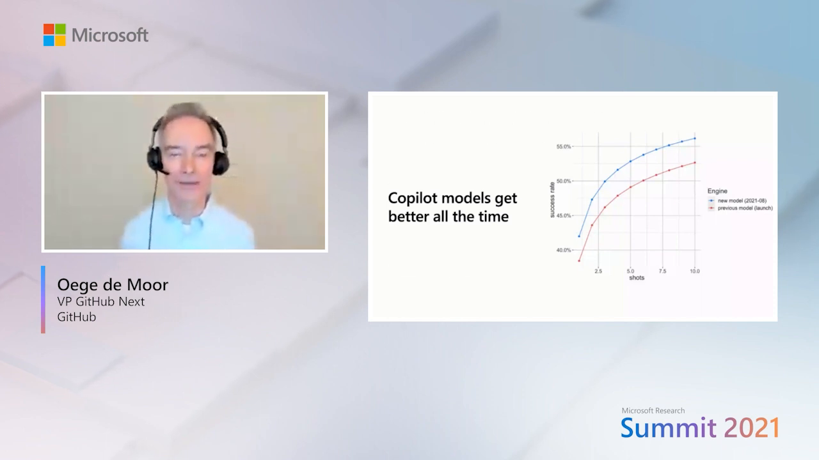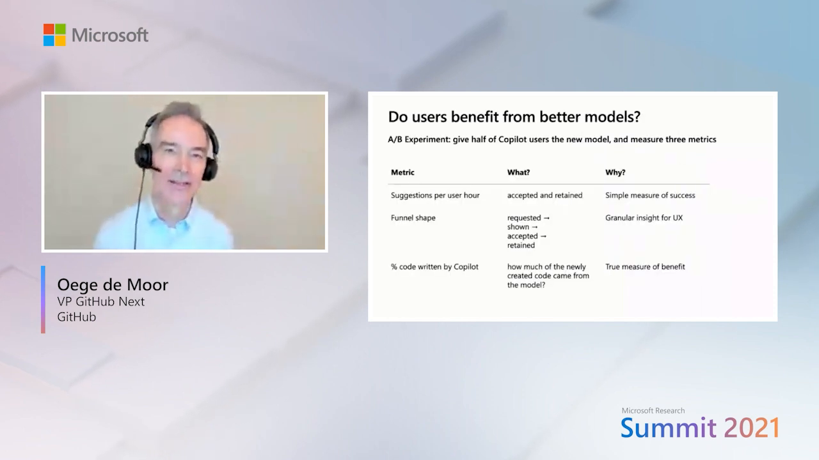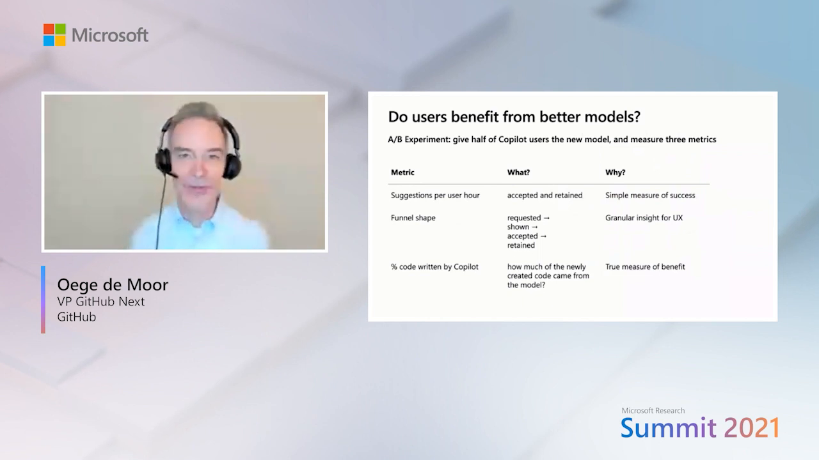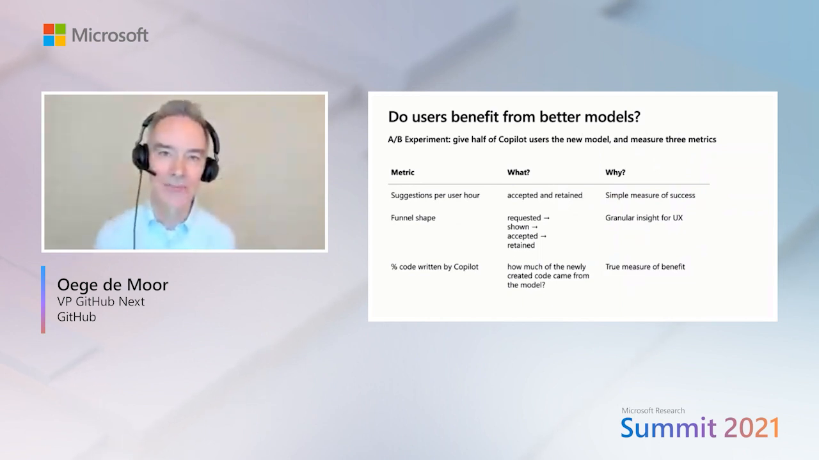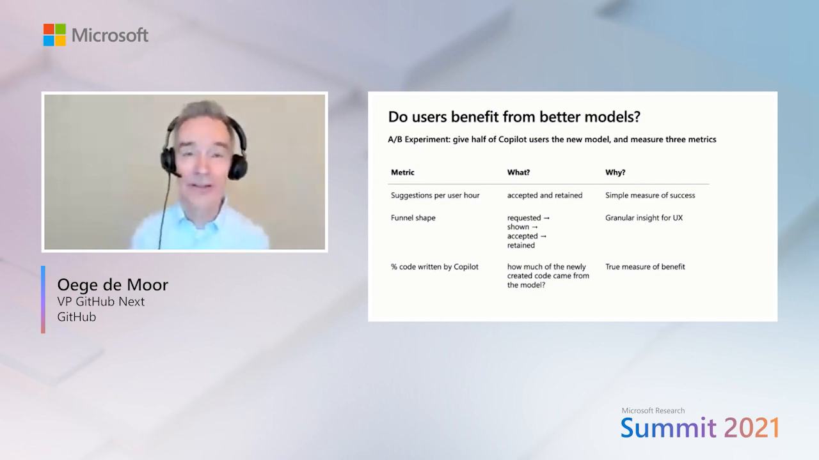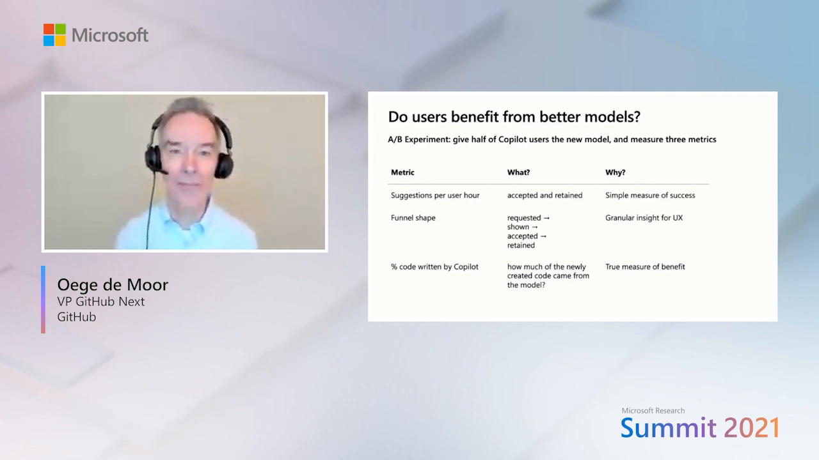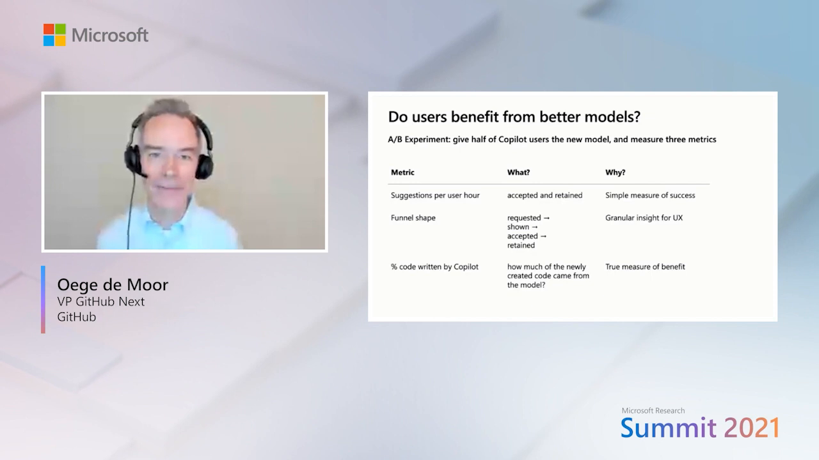All right, Dr. De Moor, that is very nice. You've shown in a laboratory experiment that you can generate code that passes more unit tests. But what about your users? Do people actually benefit by having such an improved model?